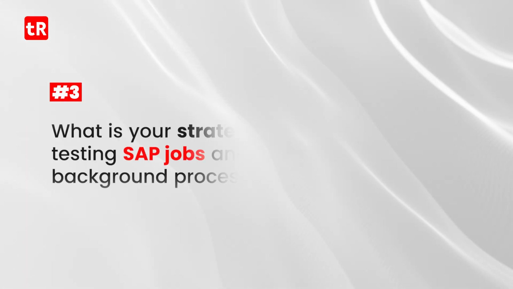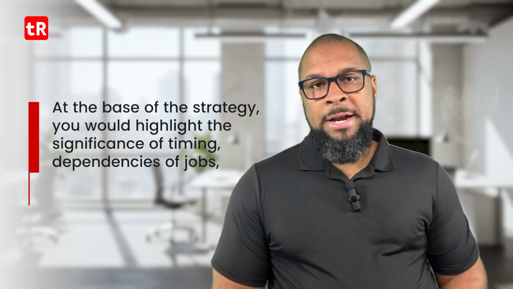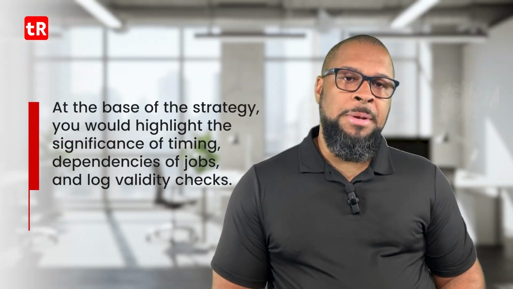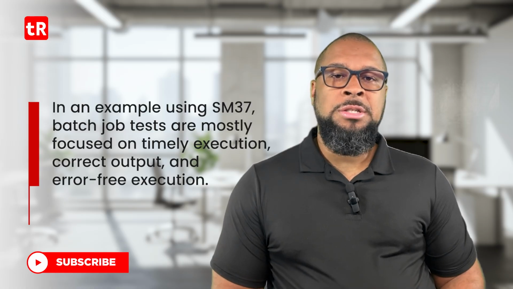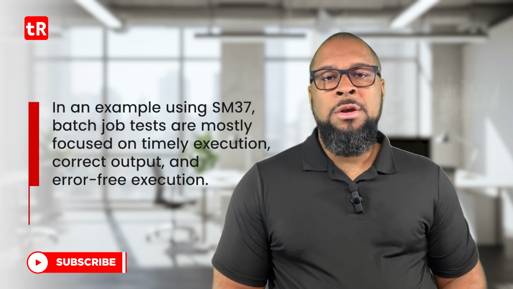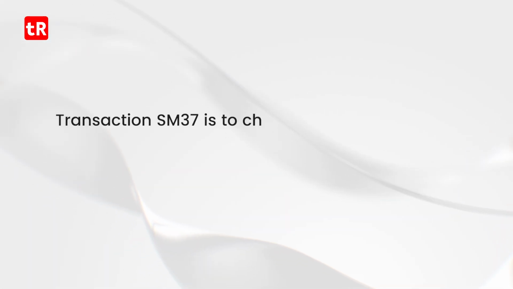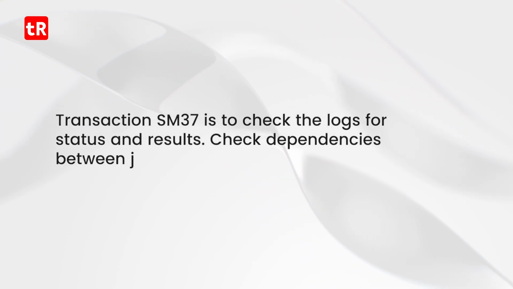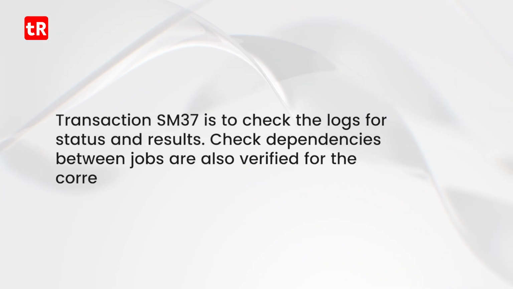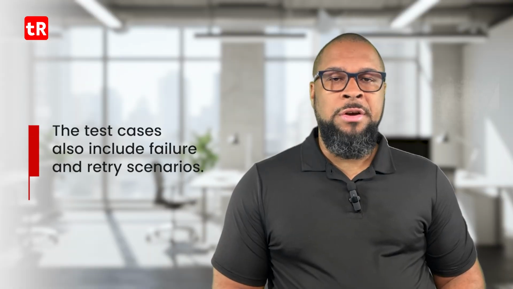Now, question 3. What is your strategy for testing SAP jobs and background processing? At the base of the strategy, you would highlight the significance of timing, dependency of jobs, and log validity checks. In an example using SM37, batch job tests are mostly focused on timely execution, correct output, and error-free execution. Transaction SM37 is used to check the logs for status and results. Dependencies between jobs are also verified for the correctness of the sequence and data flow. The test cases also include failure and retry scenarios.